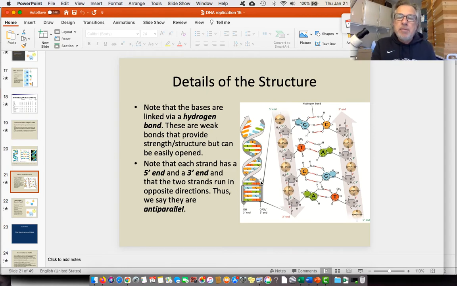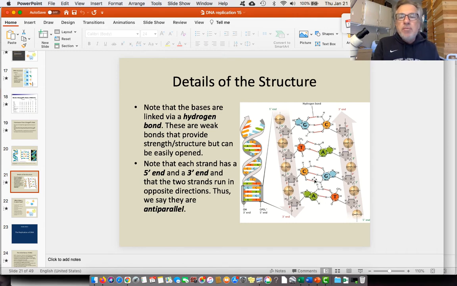So let's talk about the 2 rules. The 2 rules are these: that G always pairs opposite C and T always pairs opposite A. So the strands are said to be complementary because if we know what is on one strand, then we automatically know what is on the other strand. And that turns out to be very important information in the replication of DNA, as you already know.